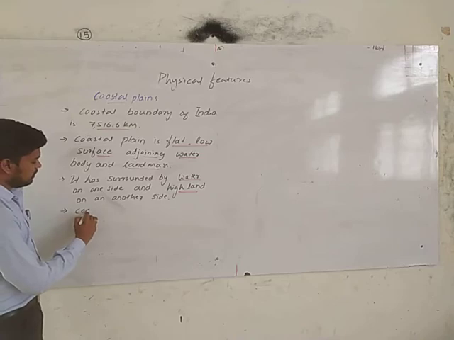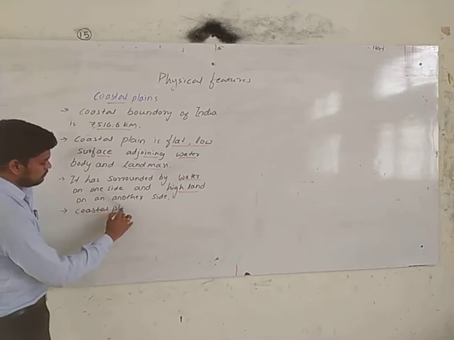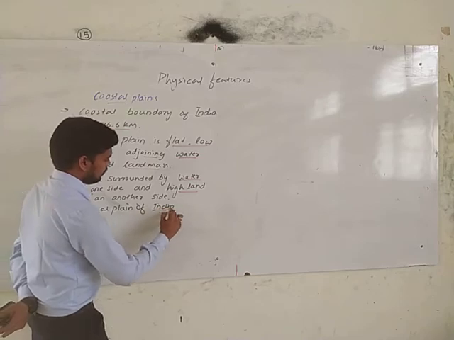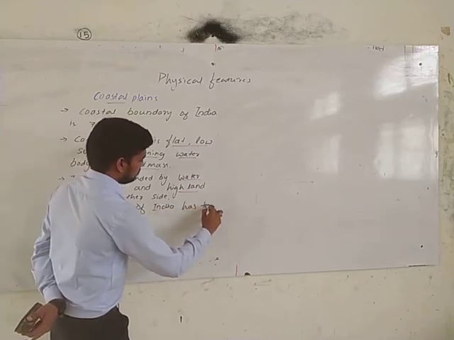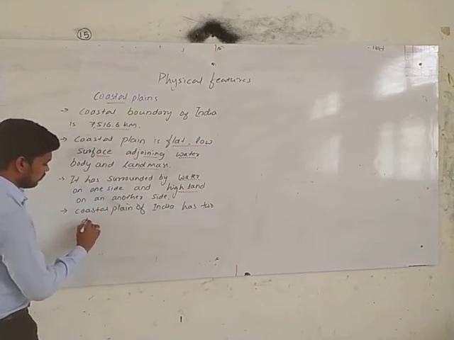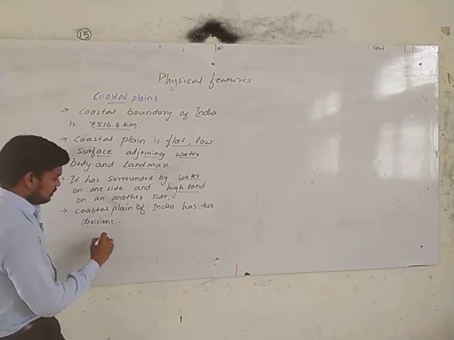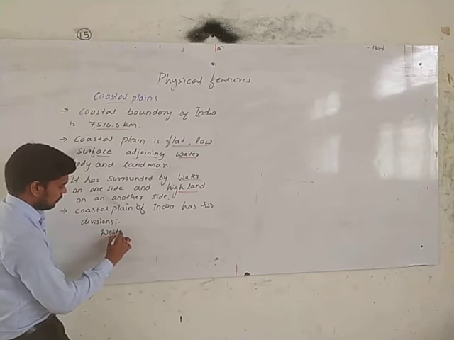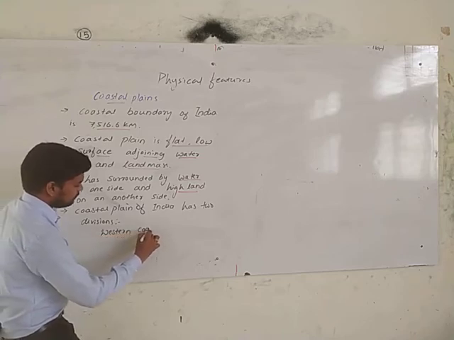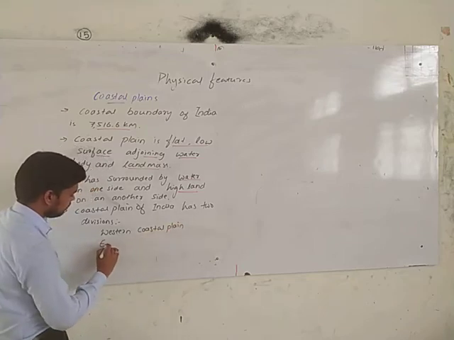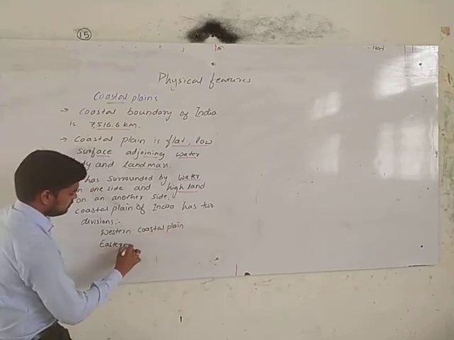The coastal plain of India has two divisions. One is the western coastal plain, another one the eastern coastal plain.